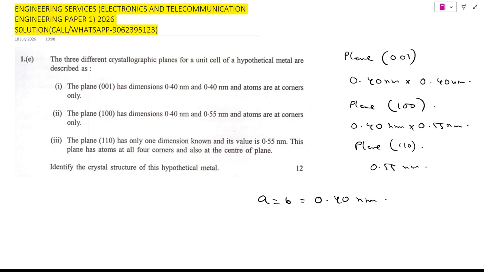So remember, a crystallographic plane is simply an imaginary slice through the crystal, and different crystal structures show different atomic arrangements on different planes, and that is why the crystallographic planes are called the fingerprints of the crystals. Now, analyze the plane 100. So here, this is the dimension. So again, only corner atoms are present. No atom exists at the center. So this plane also does not distinguish between the different cubic structures. And it simply tells us that one edge is 0.40 nanometer and another direction measures like 0.55 nanometer.